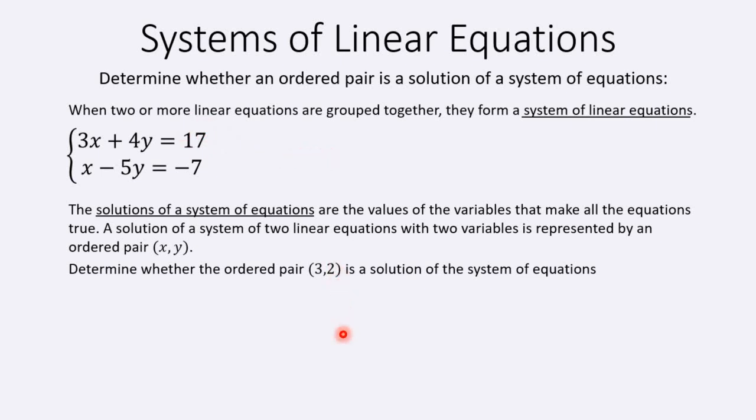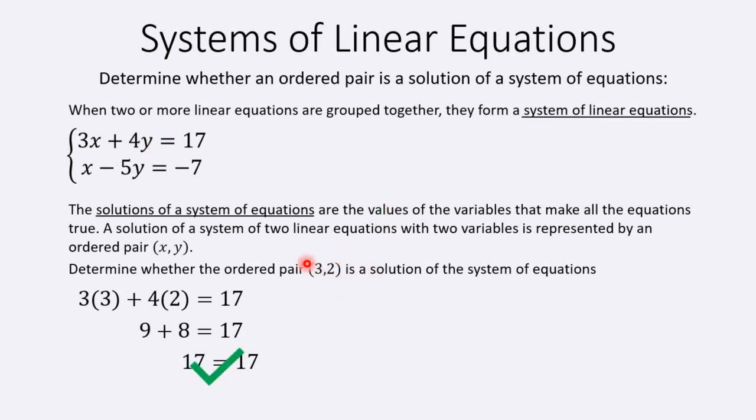So we're going to plug it into the first equation. And when we plug it in, we get 3 times 3, which is 9, plus 4 times 2, which is 8. So 9 plus 8 is 17, which is true. So it works in the top equation. Plugging in (3, 2) for x and y gives me 17 equals 17, a true statement.